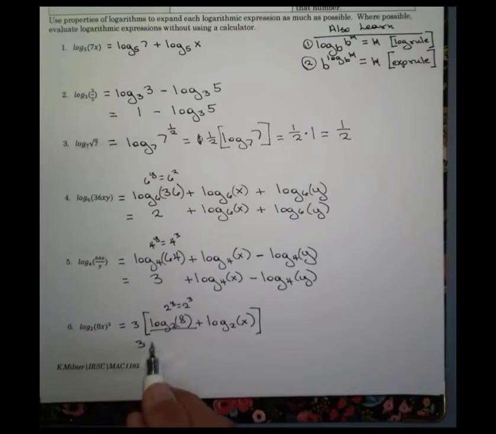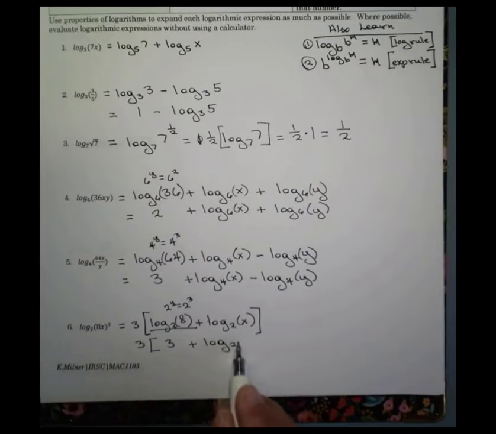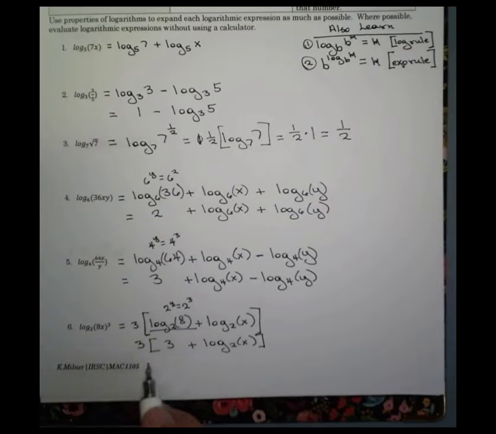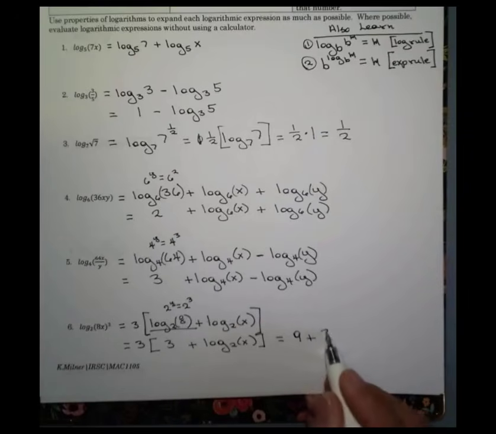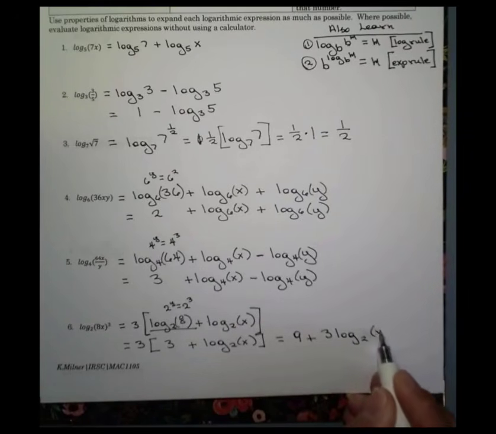So I've got 3 times 3 plus log base 2 of x. And when I finish that, what I'm going to have is 3 times 3 is 9. I'll come over here and finish it. That's going to be 9. And then I'll distribute the 3 again, plus 3 times log base 2 of x.